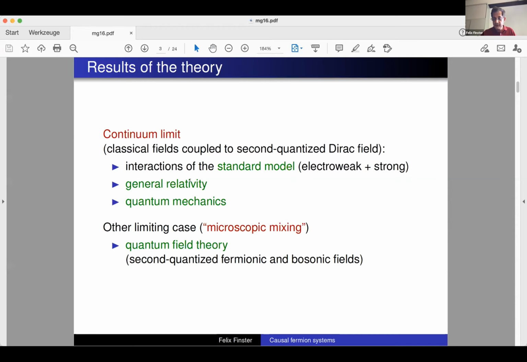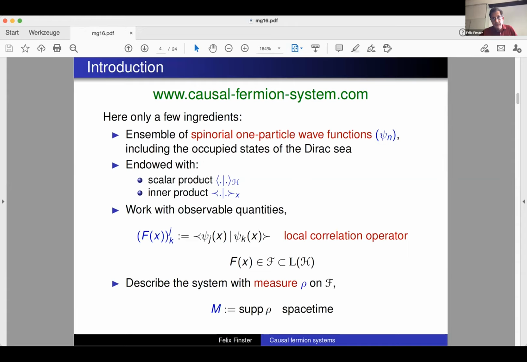But first of all, let me give an introduction. Unfortunately, giving a self-contained introduction would take too much time. This is impossible in 20 minutes. But if you want to get an introduction, I would recommend you to go to our websites, where you find videos and pages which explain different aspects for mathematicians, physicists, and so on. The only thing I can do here is give you a few ingredients and tell you a little bit what the underlying structures are.